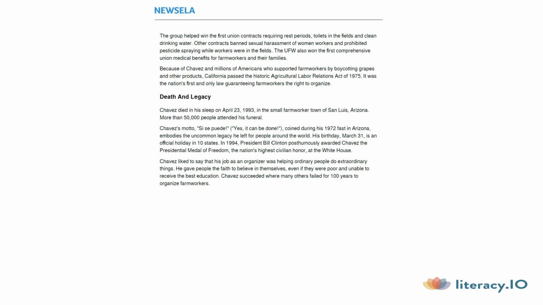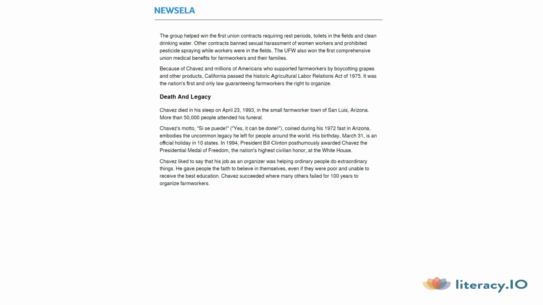Death and legacy. Chavez died in his sleep on April 23, 1993, in the small farm worker town of San Luis, Arizona. More than 50,000 people attended his funeral. Chavez's motto, "Si se puede," yes, it can be done, coined during his 1972 fast in Arizona, embodies the uncommon legacy he left for people around the world. His birthday, March 31st, is an official holiday in 10 states.